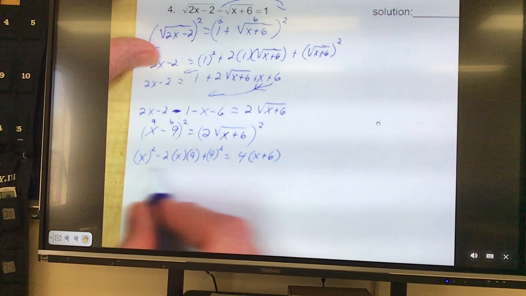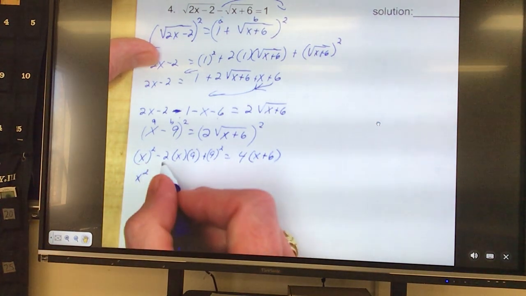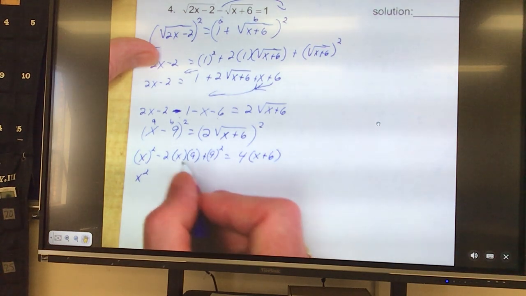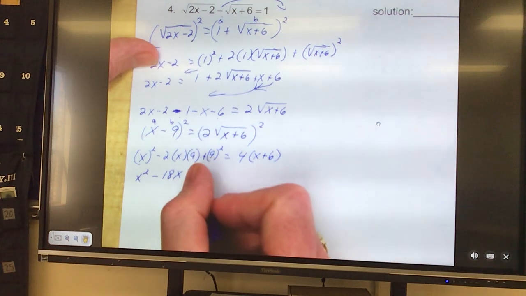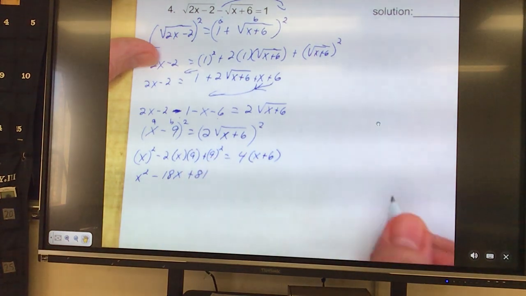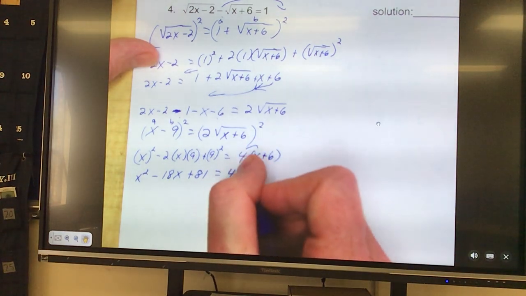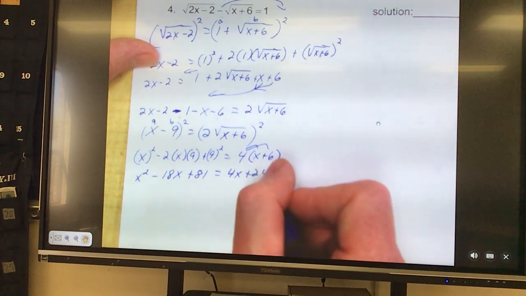But let's clean up this side a little bit. So we have x squared. Negative 2 times x is negative 2x. Times 9 is negative 18x. And then 9 squared is 81 equals 4 times x is 4x. 4 times 6 is 24.